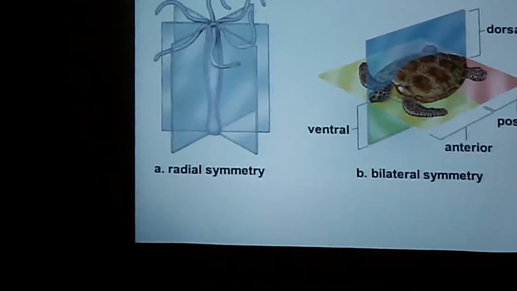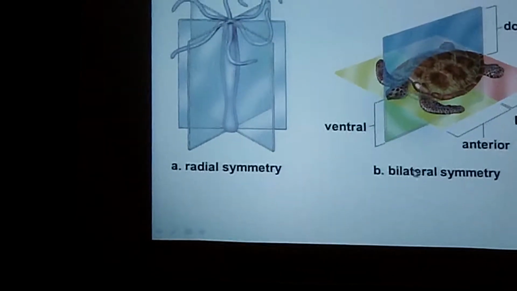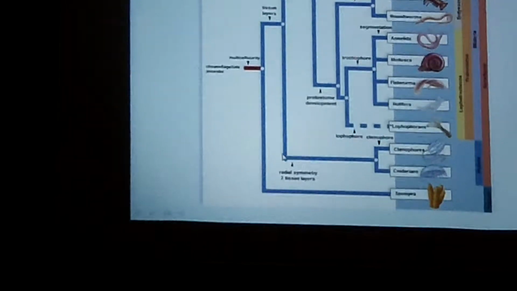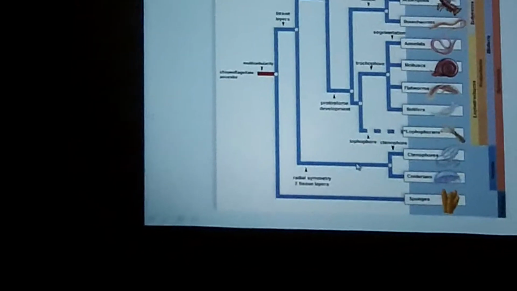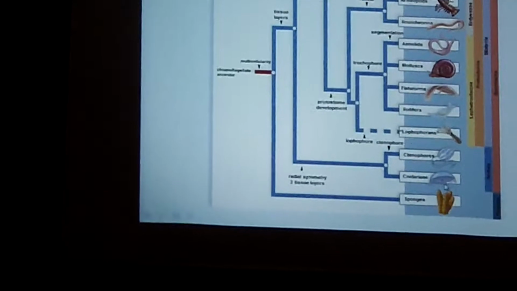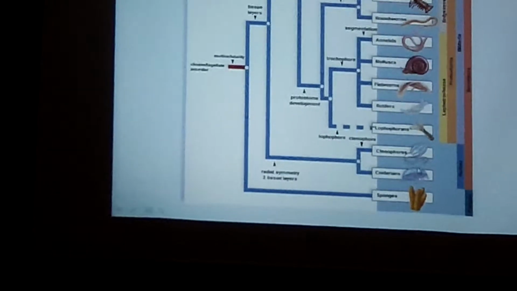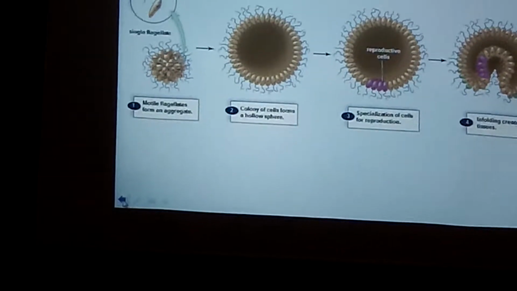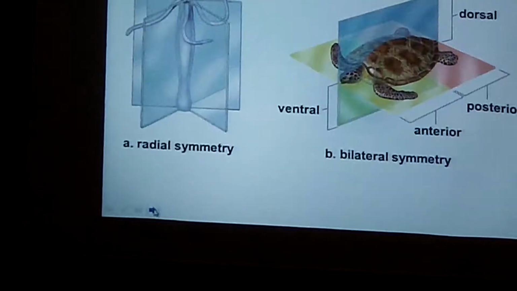There's two types of symmetry here. There's radial symmetry and there's bilateral symmetry. The simple organisms down here, you see this branch, there's radial symmetry. We have these simple organisms, jellyfish and sea anemones, and these ctenophores have what we call radial symmetry.